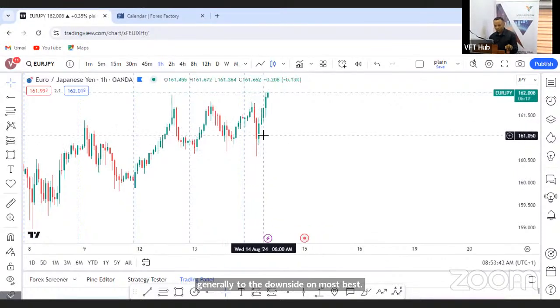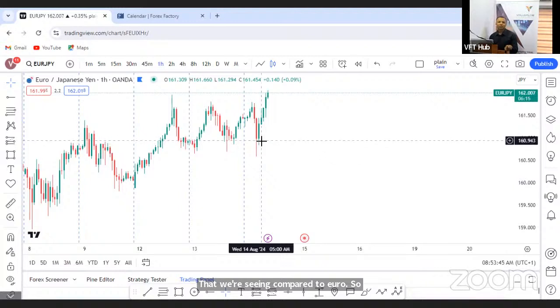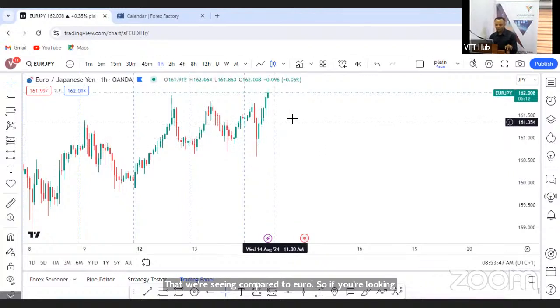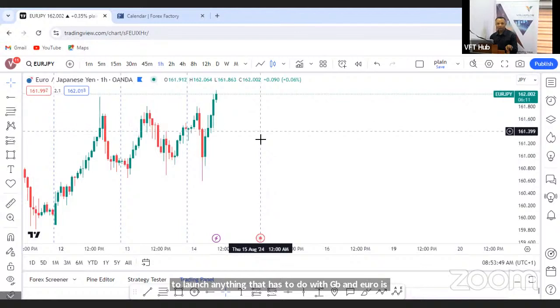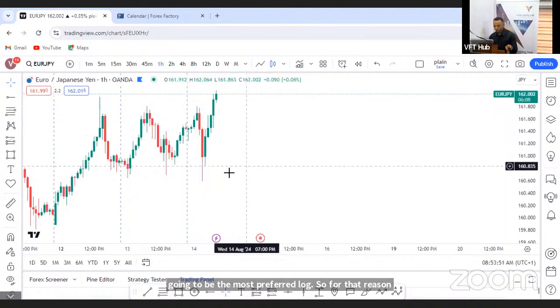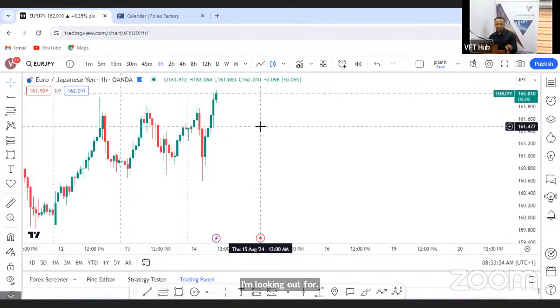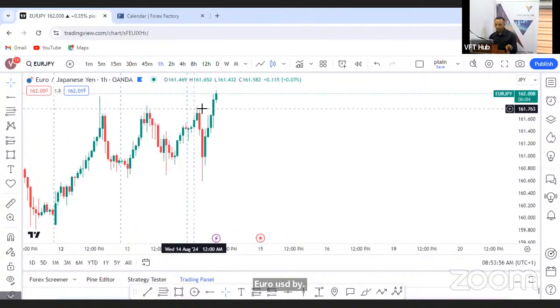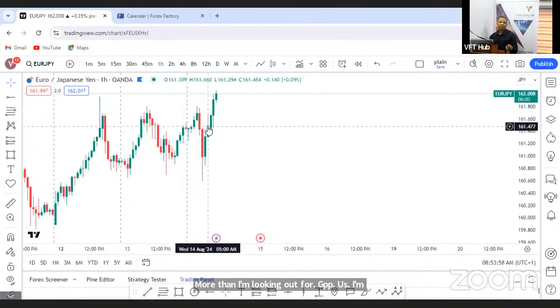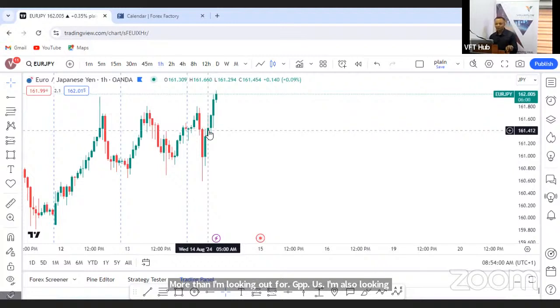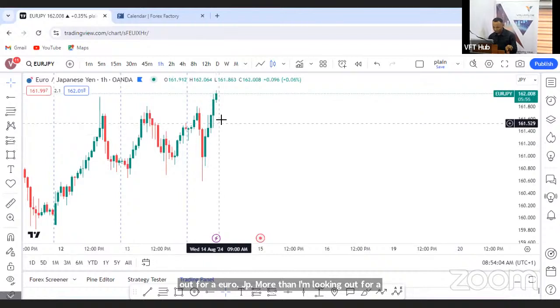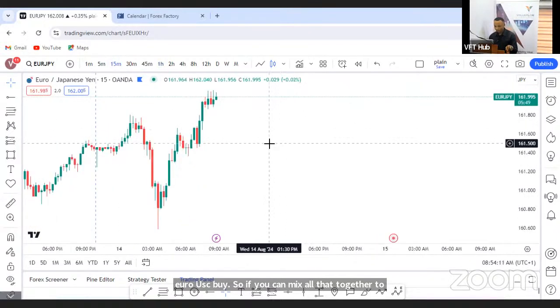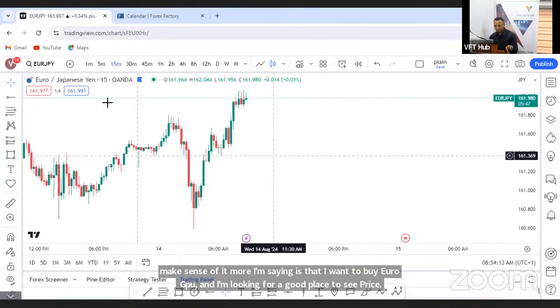So if you're looking to long anything that has to do with GBP and Euro, it is going to be the most preferred long. For that reason, I'm looking out for a Euro USD buy more than I'm looking out for a GBP USD buy. I'm also looking out for a Euro JPY buy more than a Euro USD buy. So if you can mix all that together to make sense of it, in summary, what I'm saying is that I want to buy Euro JPY, and I'm looking for a good place to see price give me some discount, and then I'll be willing to buy.